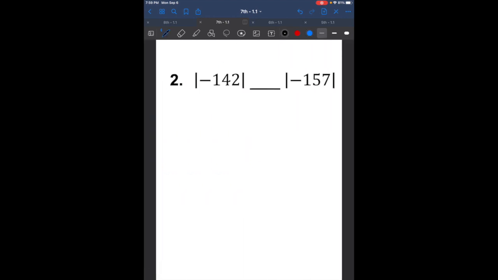Here we go. Remember from what we just talked about that absolute value will always be positive. I'll give you guys just a second to write this down, and you can pause the video as well. So the absolute value of negative 142 is going to be 142, positive, because we know absolute value is always positive. And over here you have the absolute value of negative 157. We know the absolute value is always positive, so you have 157.